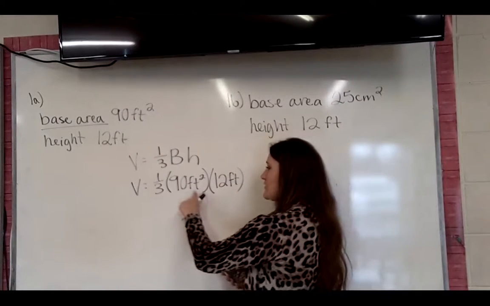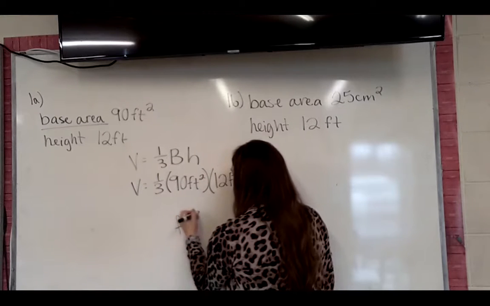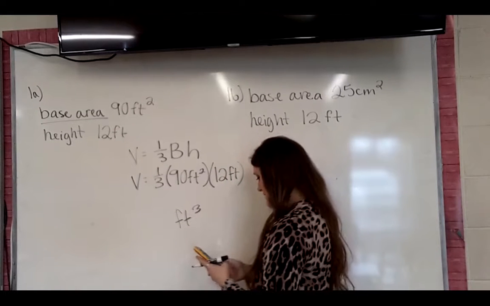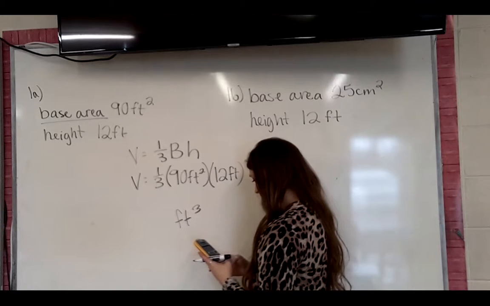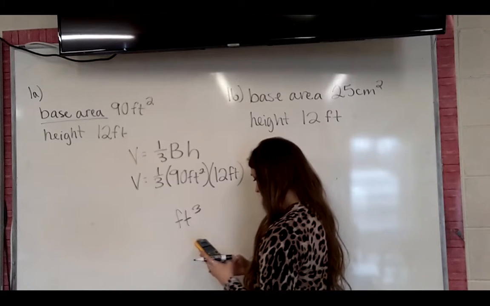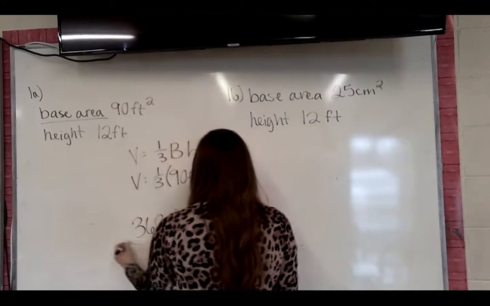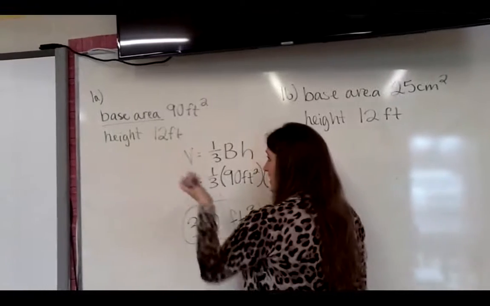Now, real quick, if you notice, feet squared times feet means we're going to have cubic feet because it's a 3D shape. So we have 1/3 times 90, which is 30, then times 12. 360 cubic feet is the volume of that pyramid. We don't know what kind, but that's the volume of it.